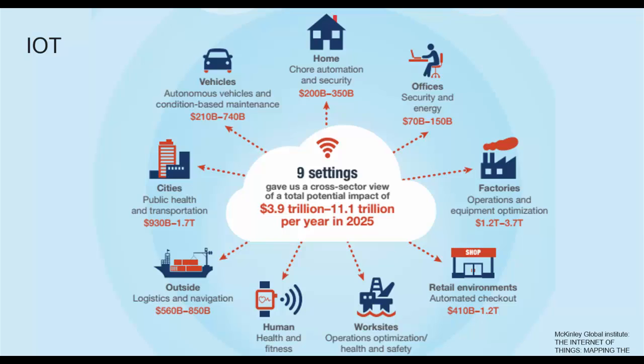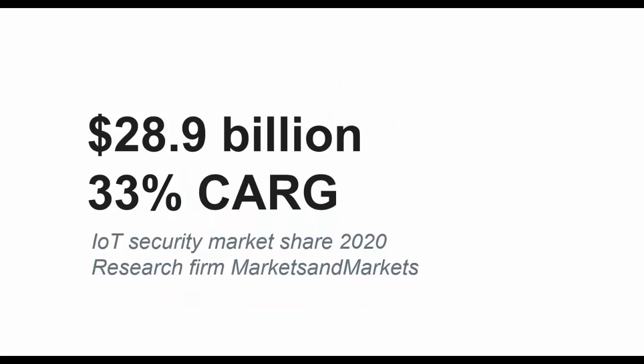Now, MarketsandMarkets estimate the IoT security market will grow from an estimated 6.9 billion this year, 2015, to 28.9 billion in 2020. So that's a compound annual growth rate of 33%, which is indeed impressive. So even though a lot of companies today are ignoring a lot of security aspects related to IoT, the forecast is that this will change and there will be real market demand for new security products and services.